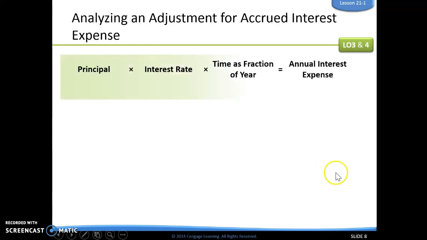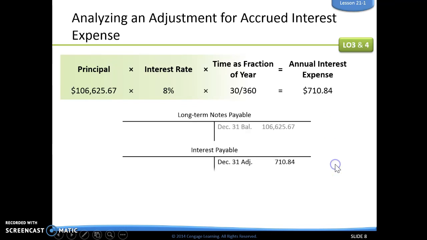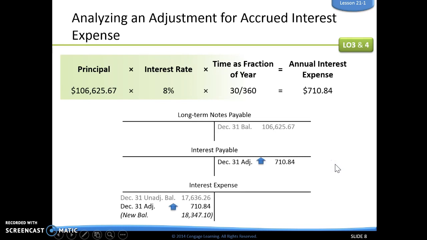Here is the formula that we're going to use to figure out our interest expense. We're going to take our principal amount, in this case $106,625.67, times the interest rate of 8%, times the fraction of the year. So this is 30 days over 360. The interest expense then is $710.84. Here we're going to increase our interest expense with a debit, and we're going to increase our interest payable with a credit. And we owe that interest.